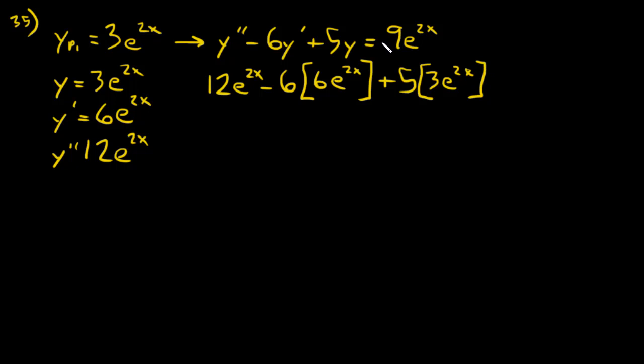Oh, that was a negative sign here. Woo, I was going, oh my gosh, I got the sign wrong. No, that is correct. So negative 9e to the 2x. So that one checks out.